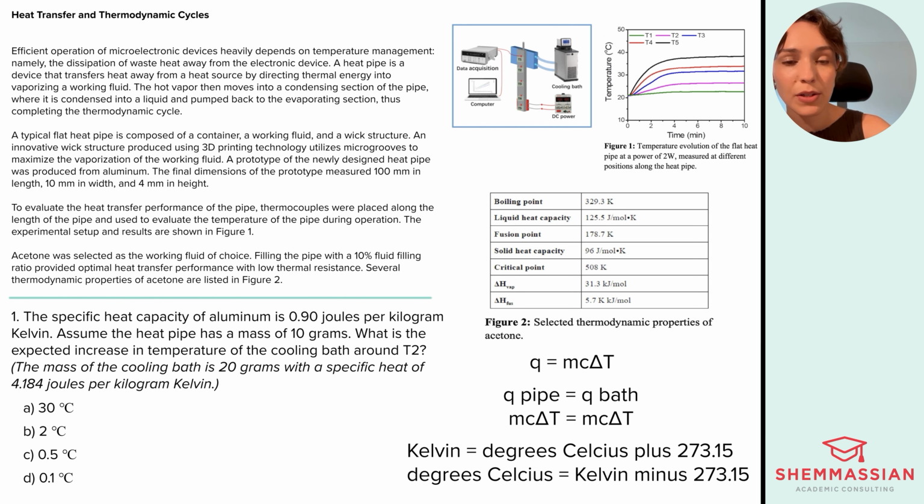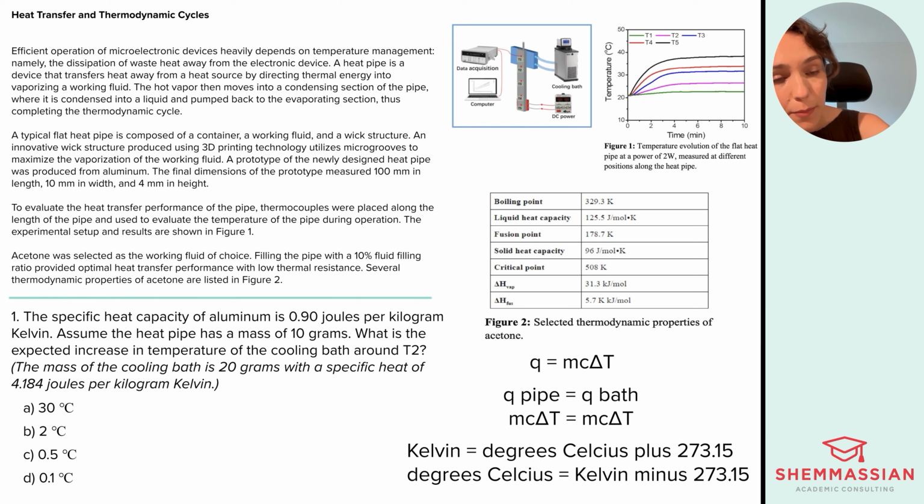All right, looking back at the question, if we're going to do this calculation, we need to know the temperature change. It's actually not mentioned in the question, but what the question did mention is that the temperature change is going to be around T2. So that's our cue to go back to figure 1 and find the change in temperature of the pipe. So looking at that, T2 is magenta from 0 to 10 minutes. It's about 5 degrees Celsius.